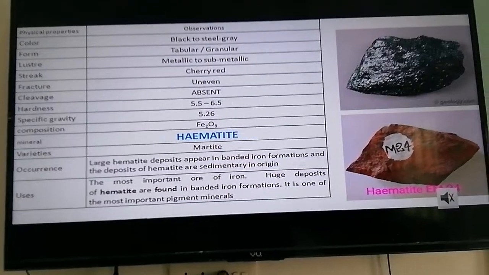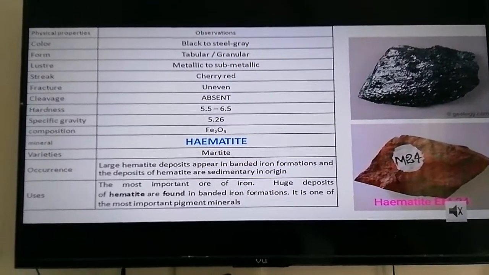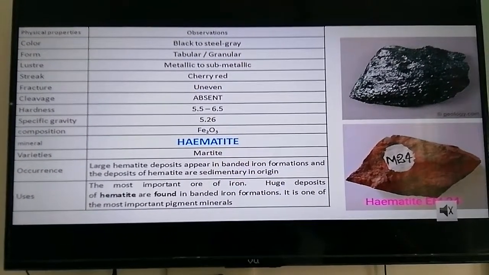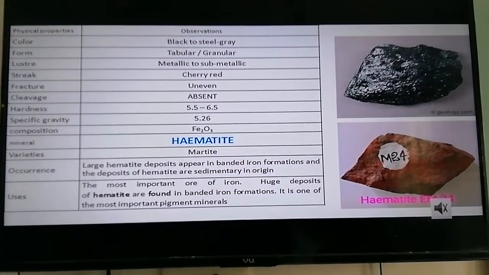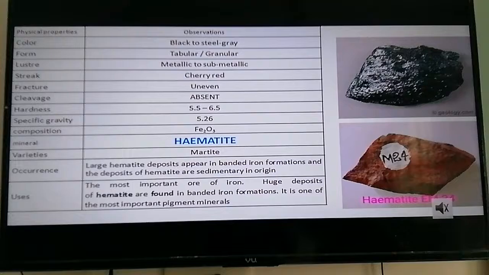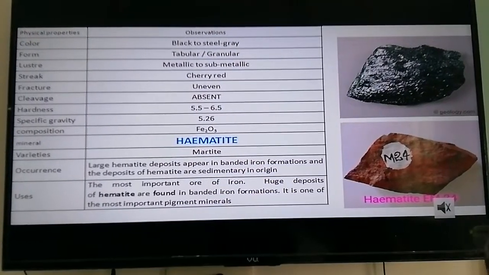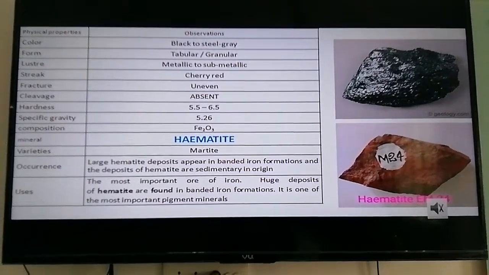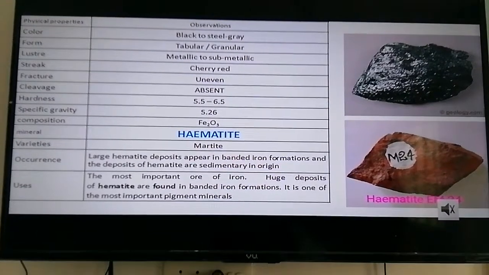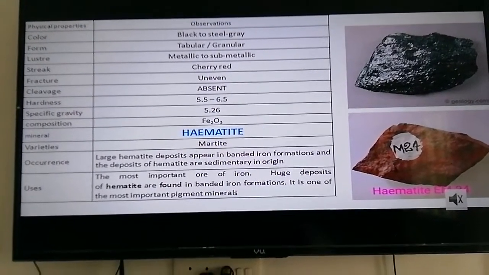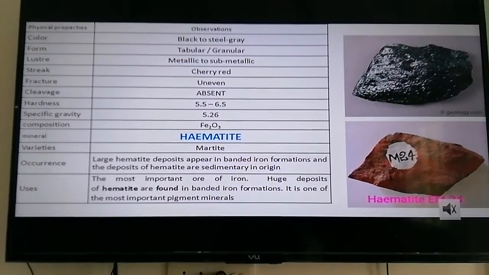And another variety is martite, which is a variety of hematite, and hematite deposits appear in banded iron formations, and the deposits of hematite are sedimentary in origin, and hematite is an important iron ore. Huge deposits of hematite are found in banded iron formations and it is an important pigment.